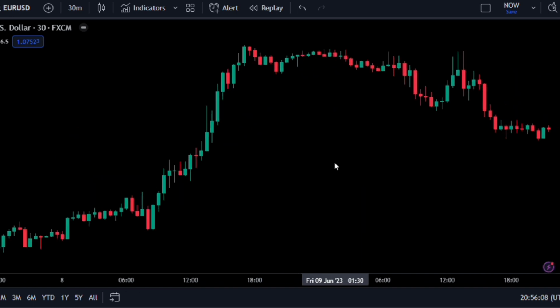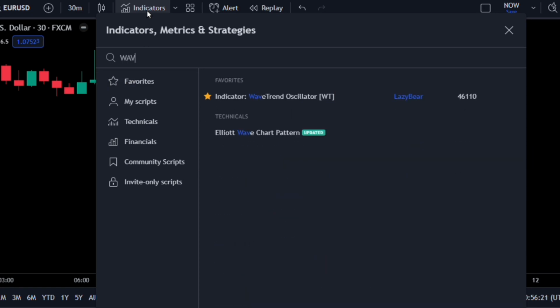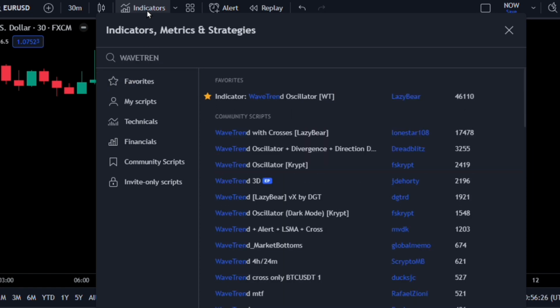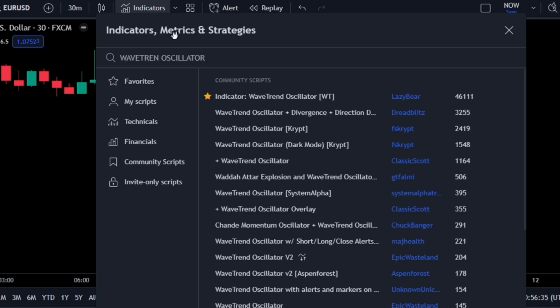First things first, let's add the wave trend oscillator indicator to our chart. To do that, go to your preferred TradingView or chart website. Look for the section or menu that shows indicators and search for the wave trend oscillator indicator. Click on the one that appears at the top.